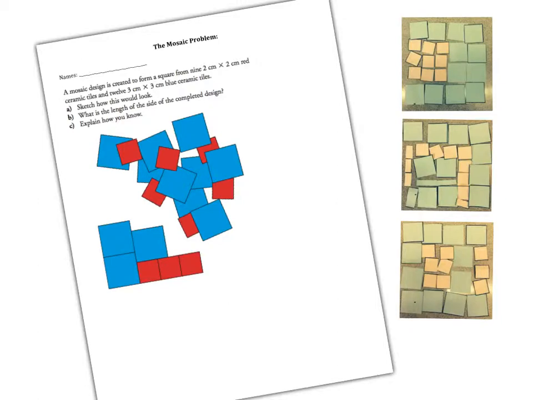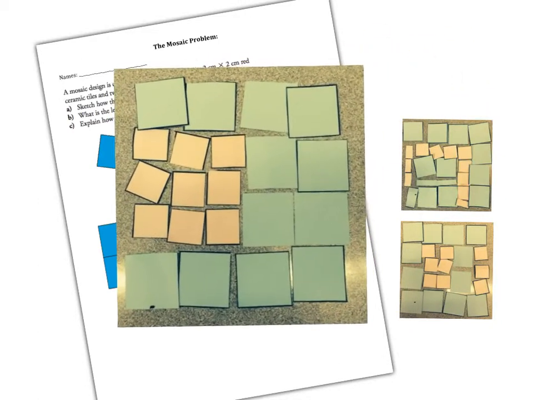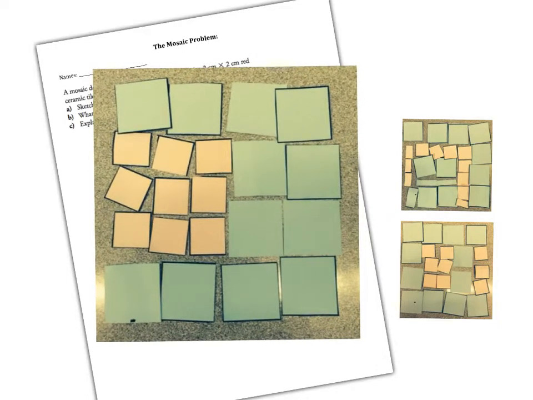So let's take a look at this first one. It's a simple design here. We have all of the small square tiles over here, and then we have the big square tiles around the edge here. We can see that it does form a perfect square, and the length of this square is 3, 6, 9, 12 centimeters. Each of these large squares is 3 centimeters by 3 centimeters. So 12 centimeters this way and 12 centimeters this way. So that's good. That works.